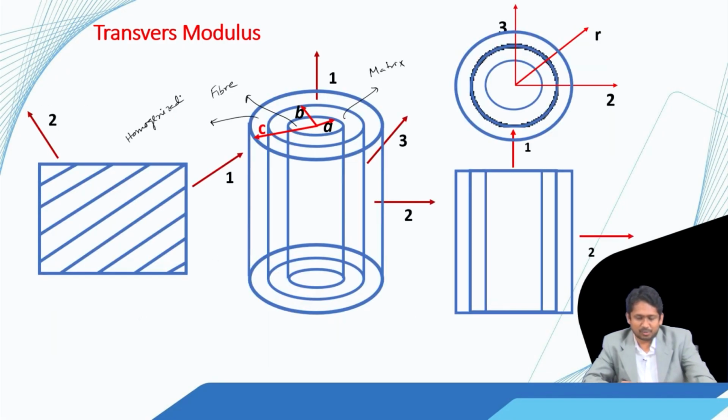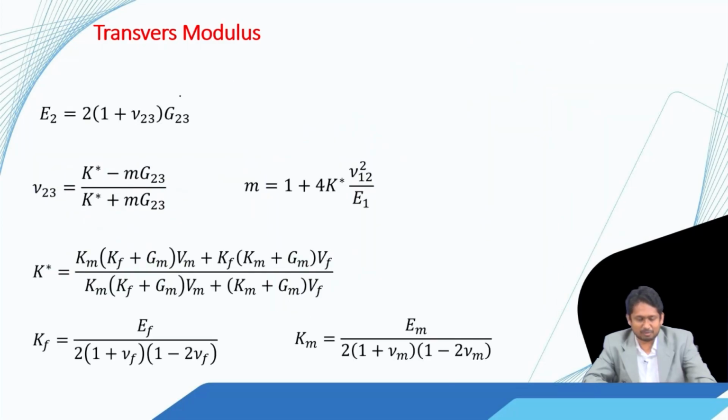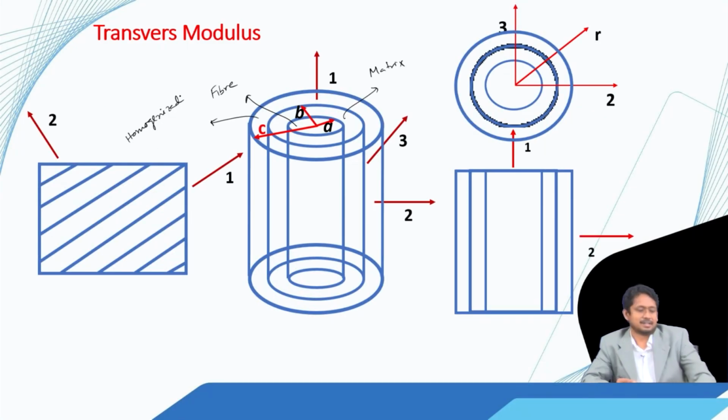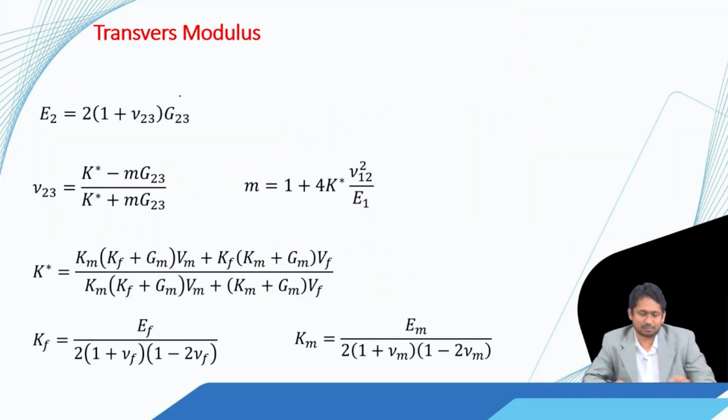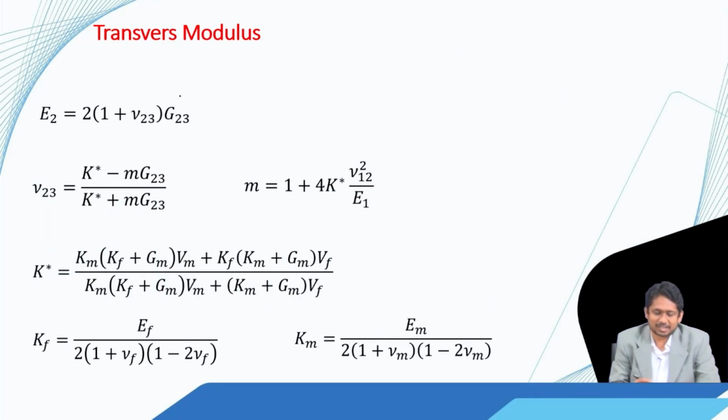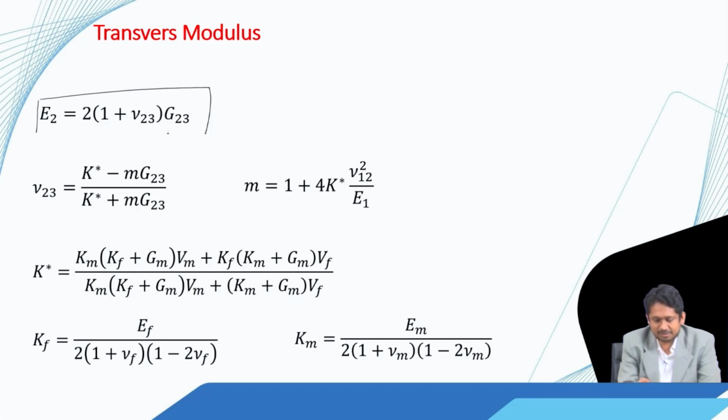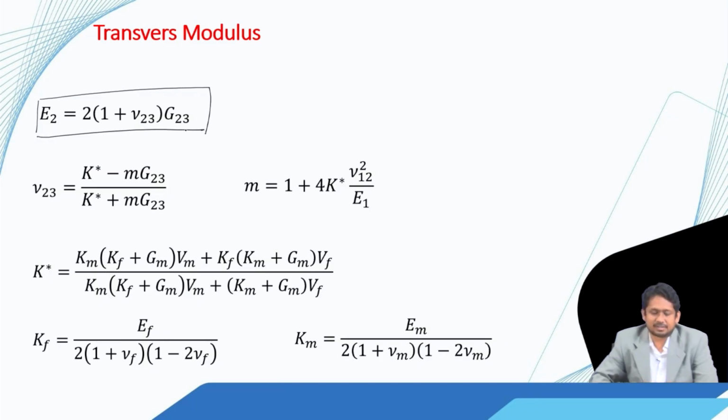Now, we are not going to the exact derivation using this model, because this is quite involved and that is not in the scope of this course. So, we are directly going to look at the conclusion of what we get from this model. As per this model, this becomes the expression for E2, the elastic modulus along direction 2, and we can see that this E2 is a function of nu 23 and G23.